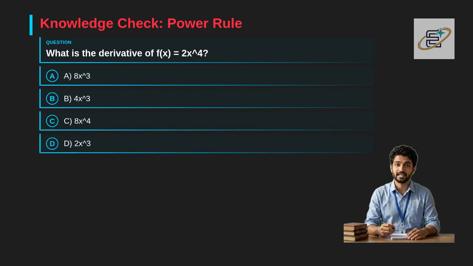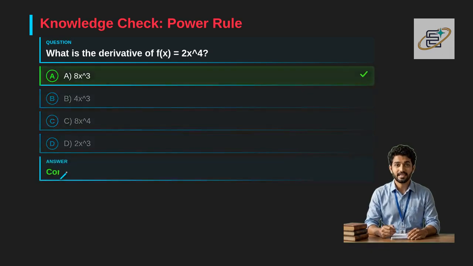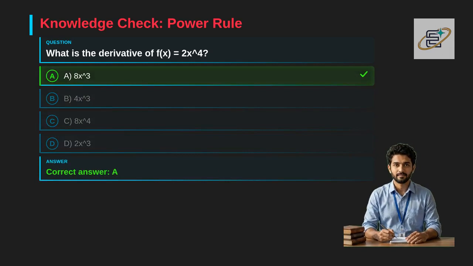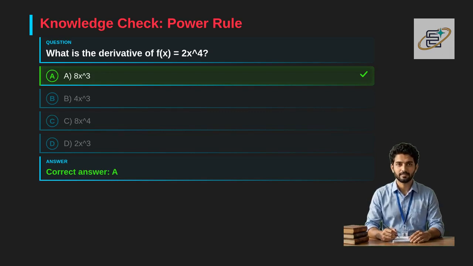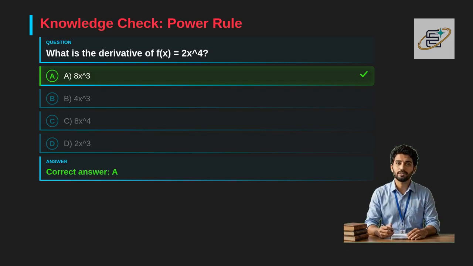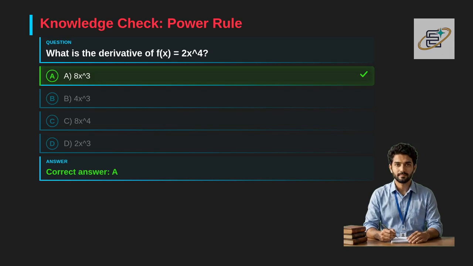Take a brief moment, remember the mantra we discussed, bring it down, subtract 1, and pick your answer. The correct answer is A, 8x cubed. Why? Because you bring the exponent 4 down and multiply it by the coefficient 2, which gives you 8. Then, you subtract exactly 1 from the original exponent of 4, which leaves you with an exponent of 3. If you chose A, you are doing fantastic and are well on your way to mastering basic differentiation.